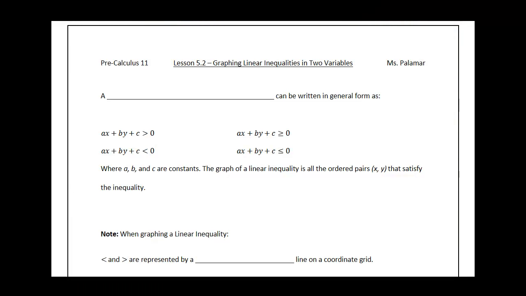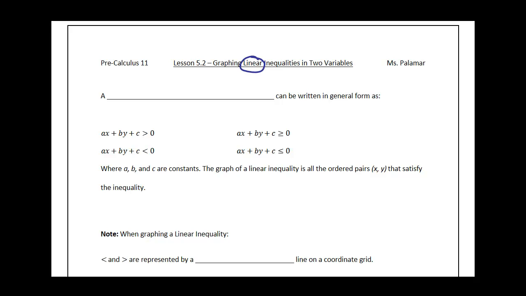Welcome to lesson 5.2, graphing linear inequalities in two variables. In our last lesson we were looking at quadratic inequalities. Now we're moving back to linear, which means we're going to be working with lines instead of parabolas in this case. And here we are working in two variables.